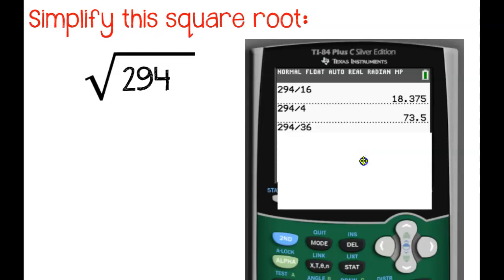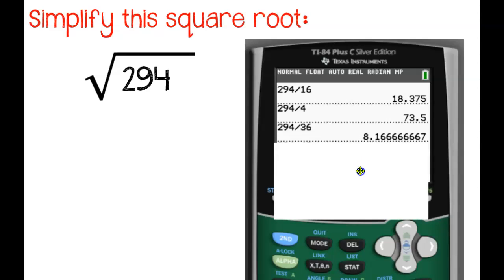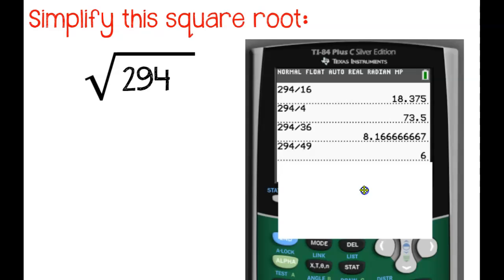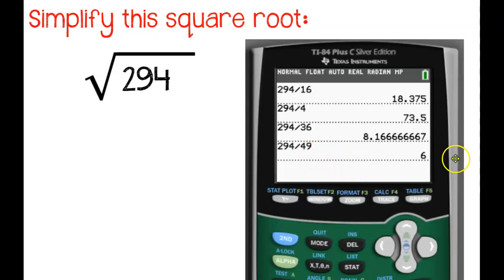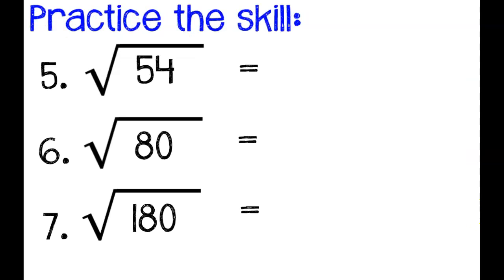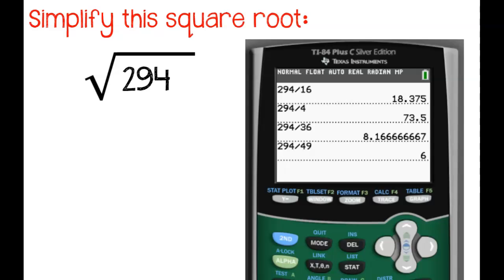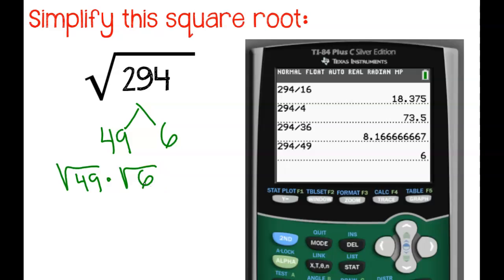So I'm going to skip up to 36. And that's not a whole number either. So I go to the next perfect square after 36, which is 49. And that results in a whole number. So this isn't the answer, but I know that 49 times 6 are a good pair of factors. So 49 times 6 are my factors, right? The square root of 49 times the square root of 6 is another way of writing the square root of 294. This one is square rootable, this one is not.